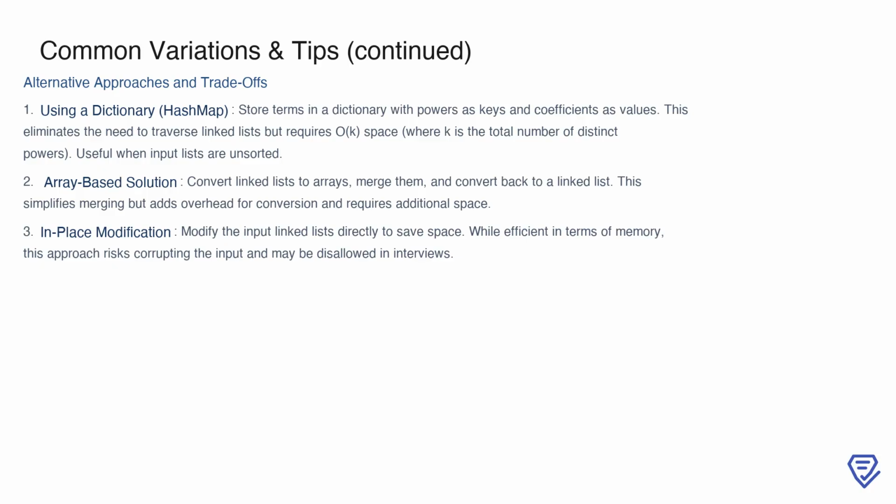Another approach is array-based. You can convert the linked lists into arrays, merge them, and then convert the result back into a linked list. While this simplifies the merging logic, it introduces overhead due to the conversions and requires additional space. Lastly, you could modify the input linked lists directly in place to save memory. While this is space efficient, it risks corrupting the original data structure, which may not be allowed in an interview setting. Understanding these trade-offs will help you choose the best solution for different scenarios.